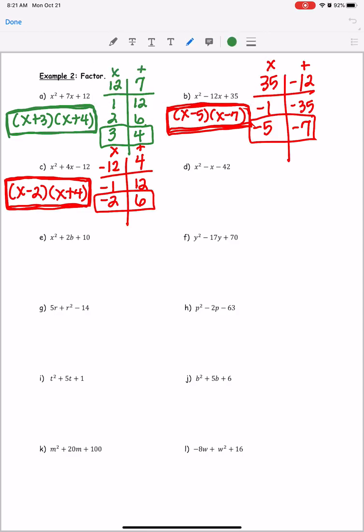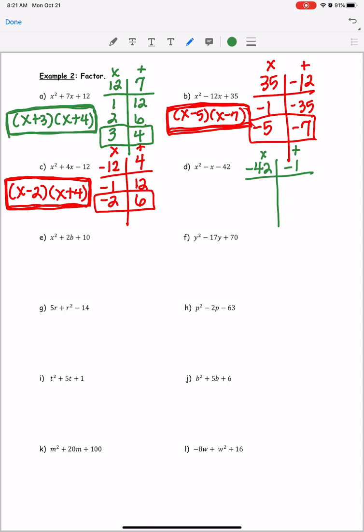Okay, same thing here. I need something to multiply to this -42. But when I add, what's this coefficient here for my b? That's a -1. I need it to add to a -1. So this time, because my b is negative, I need all my negative numbers here and my positive numbers here.